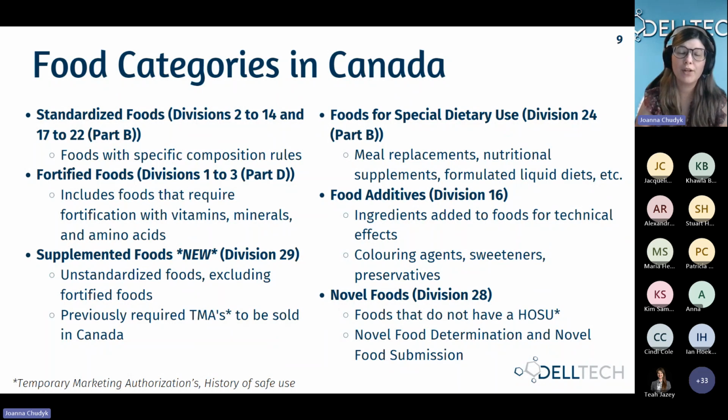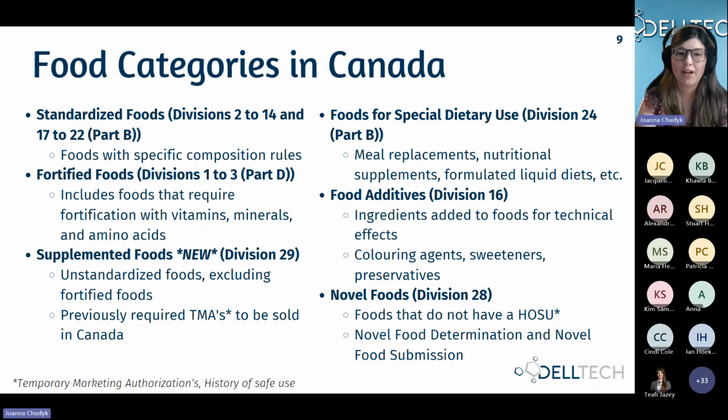So now you can bring your supplemented food into Canada without a TMA or pre-approval, but you need to make sure that your product fully complies with Division 29 in the regulations. We'll go into a lot more detail on supplemented foods in the FAQ section of this webinar, but that's just sort of an intro to supplemented foods.